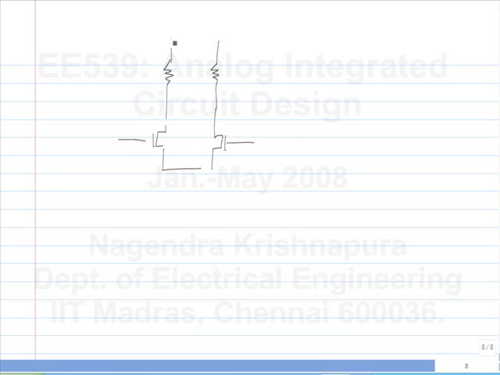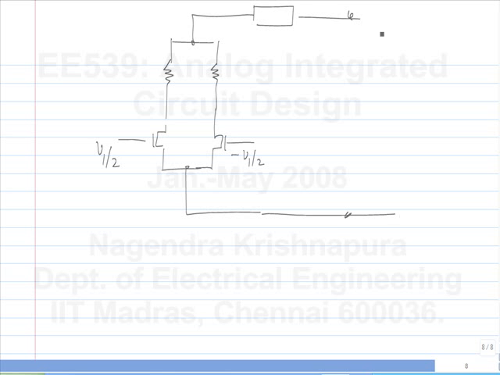Let us assume that these two are part of a differential circuit. You have V1 by 2 and minus V1 by 2, and there is some supply impedance here, and so on. And this is ground. What is the incremental current in this? GM1 V1 by 2, and here it is GM1 V1 by 2 in the opposite direction.